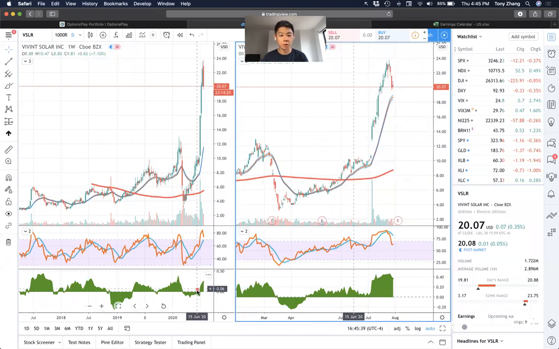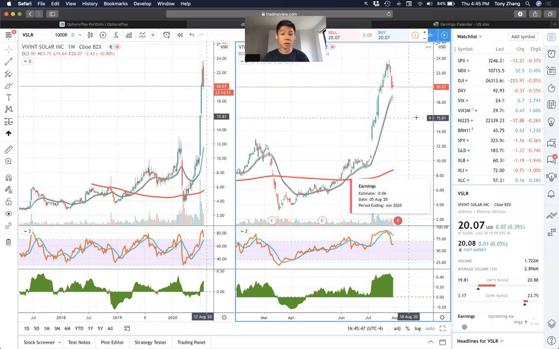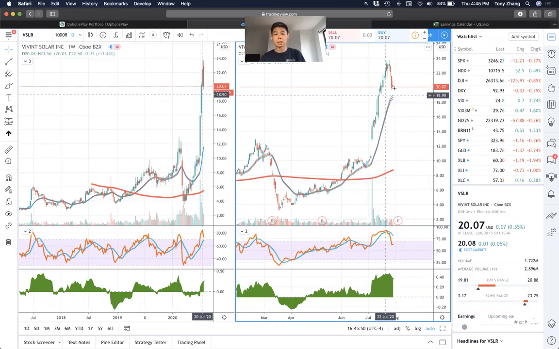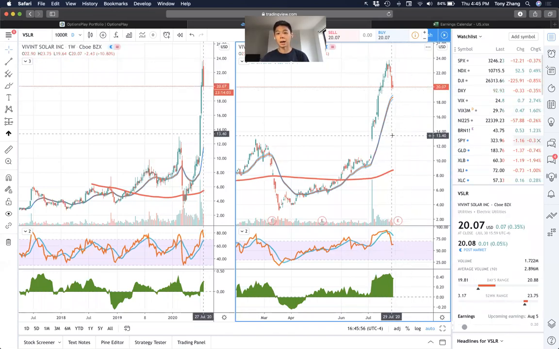You have very strong money flow, both on the daily and the weekly, and you have earnings here next week, on August 5th. So that could be the catalyst that it needs to continue moving higher. I unfortunately don't know anything about the fundamentals of this company, so I can't comment there.